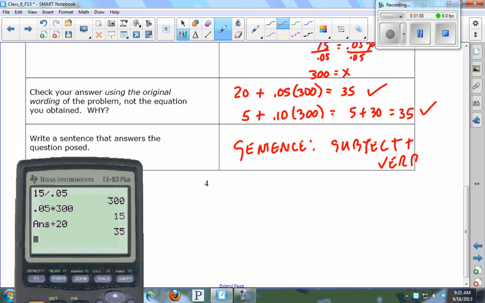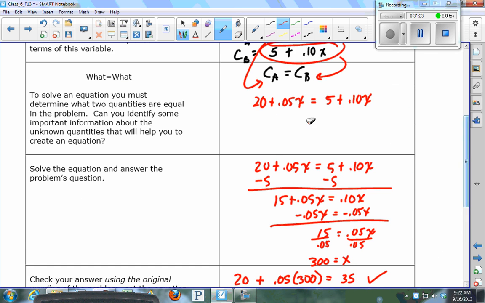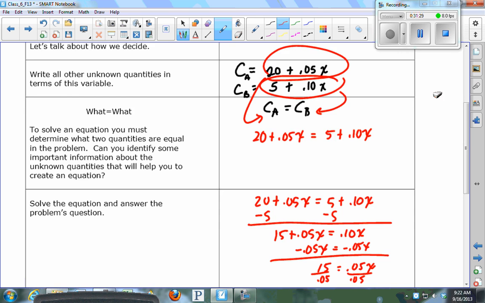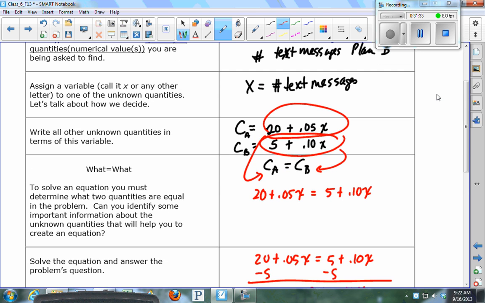Okay, so I don't want to just see 300 text messages. That's not a full sentence. Okay. So those are the steps you go through. Does that seem doable? Again, you establish what your variable is. X is the number of text messages used in both plans. Okay. Any questions on that before we move along?